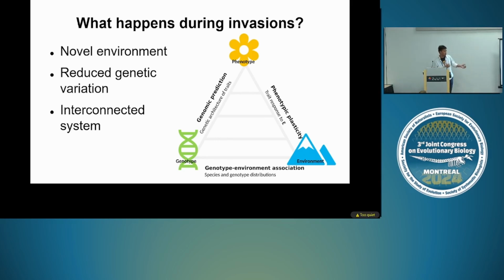And all these three components can vary, and they're all interconnected to each other. So for example, the relationship between phenotype and genotype would be genetics, or changes in phenotype in response to environmental variation would be phenotypic plasticity. And then also you can have differences in the way genotype and environment are distributed.